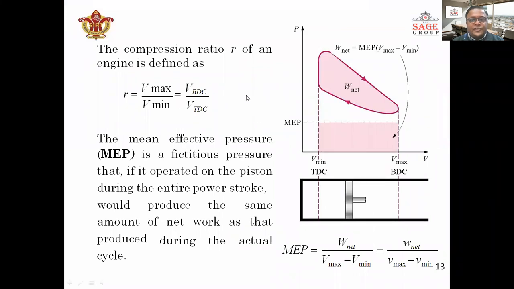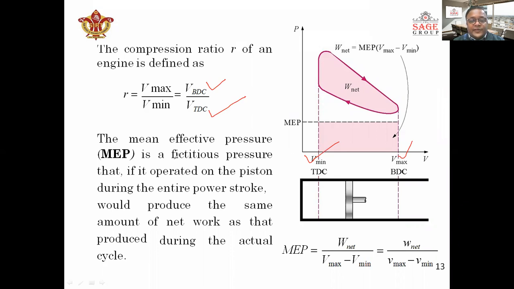The compression ratio, that is called r of an engine, is defined as compression ratio equal to maximum volume upon minimum volume. This is the maximum volume, V1, and V2 is the minimum volume. The volume at the BDC condition is called the maximum volume, and the minimum volume is the volume occurring at the topmost position, that is called TDC.